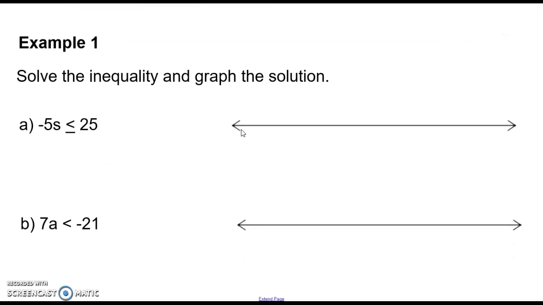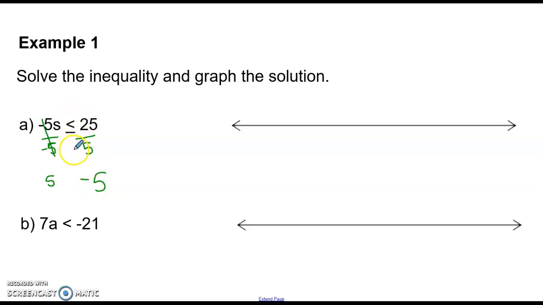Example 1, we're going to solve the inequality negative 5s is less than or equal to negative 25. So the opposite of multiplying by negative 5 is dividing by negative 5. So we do that just the same way as we would if we were solving an equation. The negative 5's cancel and we get s on the left-hand side, and negative 25 divided by negative 5 is 5 on the right-hand side.